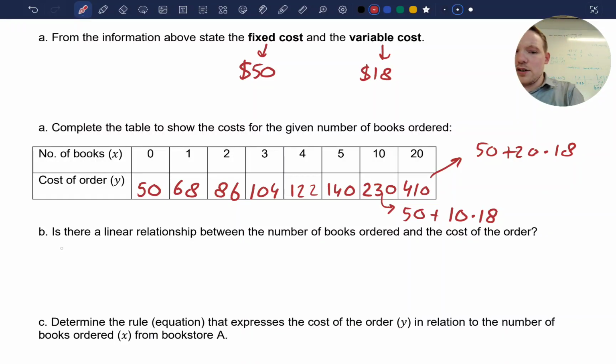Is there a linear relationship here? Yes, very good. The number of books, you add 18. Exactly. Every time we add one book, we add $18. So there's a linear relationship. If you add one book, you add 18.